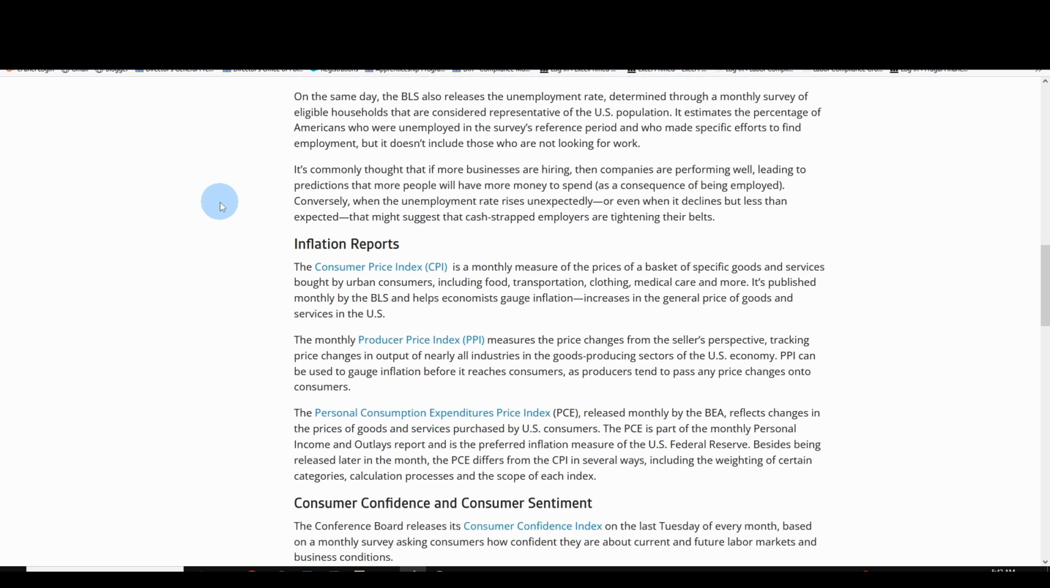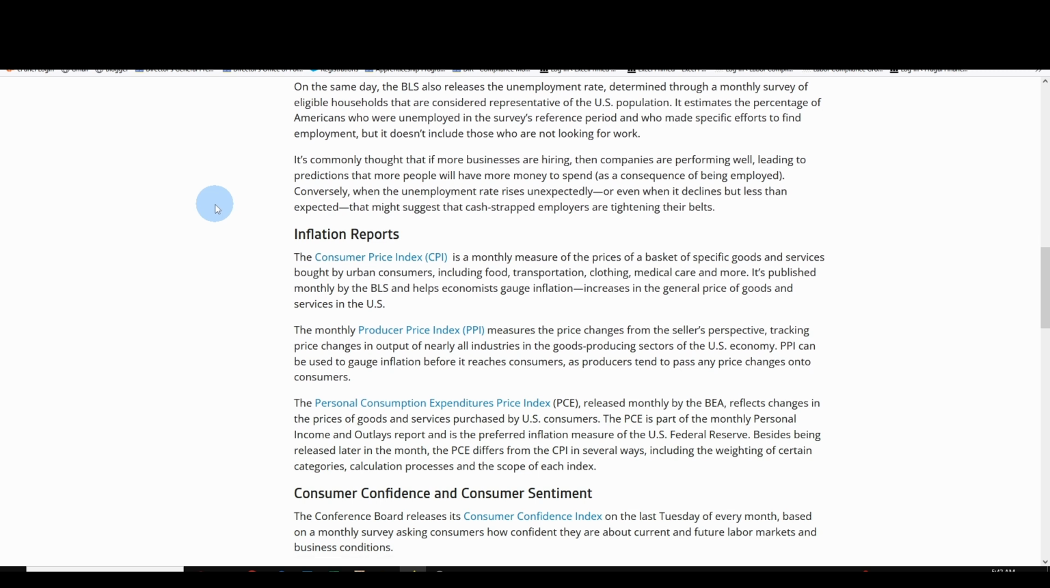It's commonly thought that if more businesses are hiring, then companies are performing well, leading to predictions that more people will have more money to spend as a consequence of being employed. Conversely, when the unemployment rate rises unexpectedly, or even when it declines but less than expected, that might suggest that cash-strapped employers are tightening their belts.